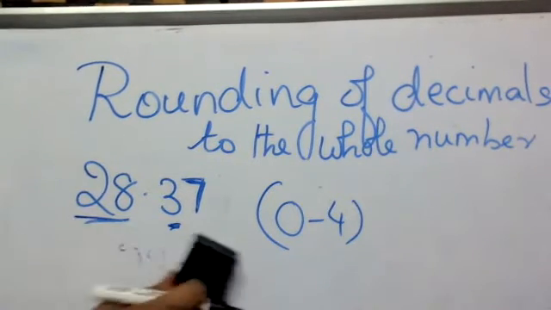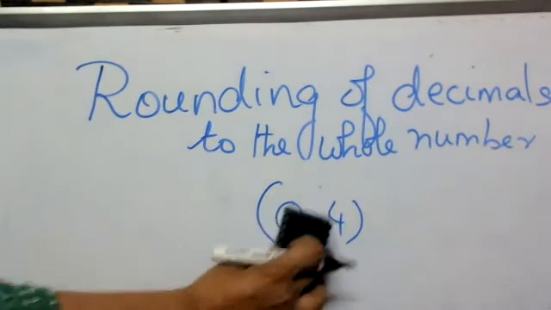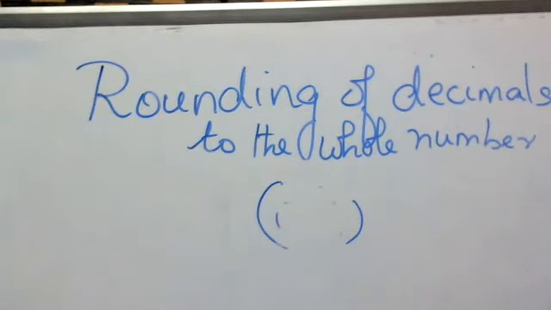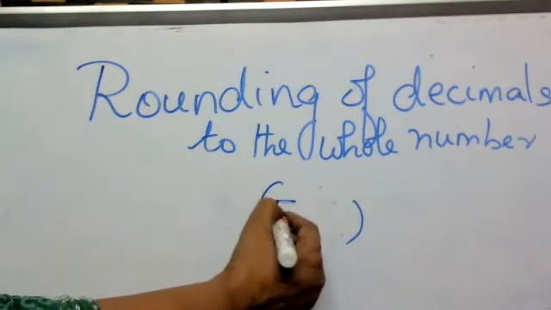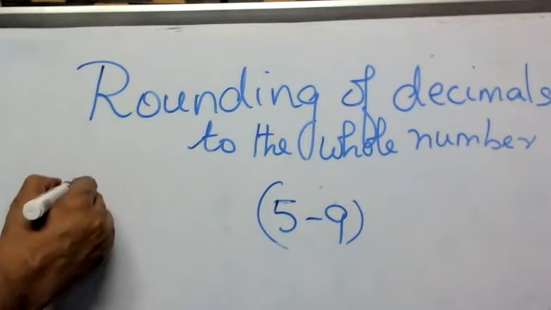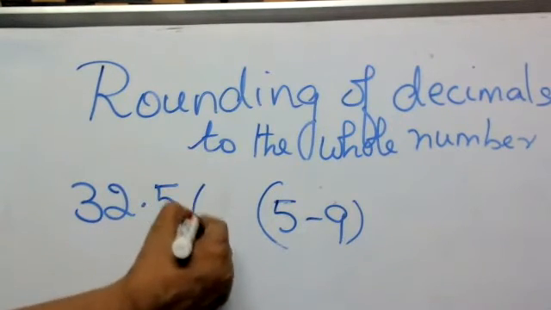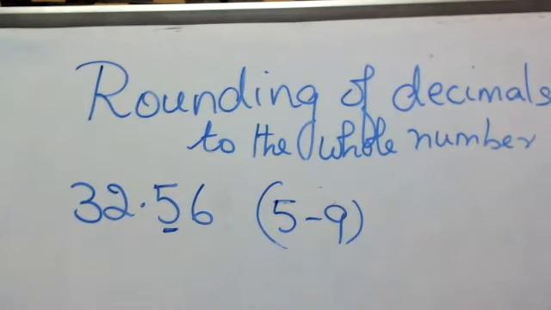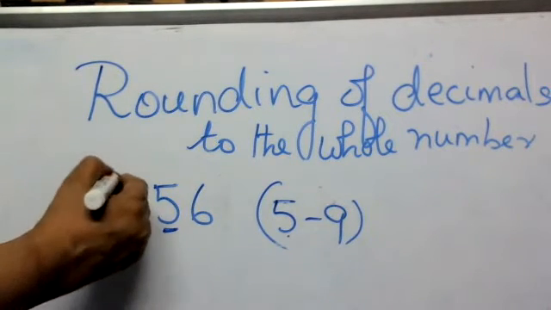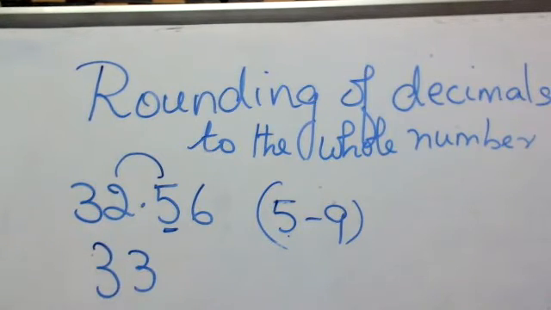Okay, children? Now, if the number is 5 or more than 5, so between 5 and 9. So let's see some numbers. The decimal place and the tens place. 32.56. So check the tens place. 5. I told you if it is 5 and more than 5, what will happen? Here we will have to add 1. So it will be 33.